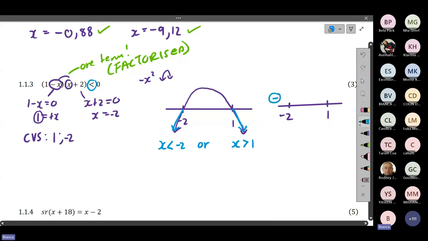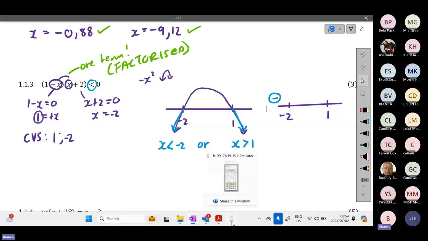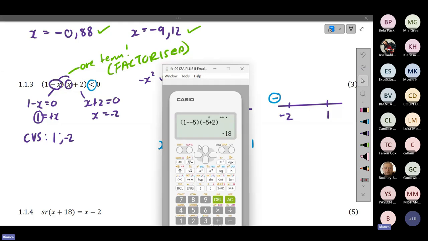What's a number between negative 2 and 1? Anybody? Negative 1, or let's choose a nice number like 0. So you can say 1 minus 0, I'm subbing it into the formula that's in standard form. And then 0 plus 2, that gives me a positive solution.